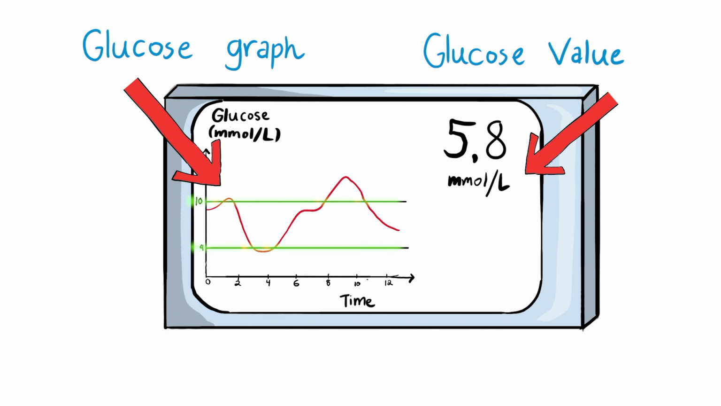This way, when you wake up, you can see the change in glucose levels from the previous night. In the following example, we notice that around 3 o'clock in the morning, the glucose level went under 4.